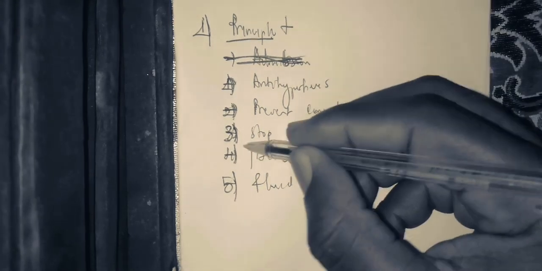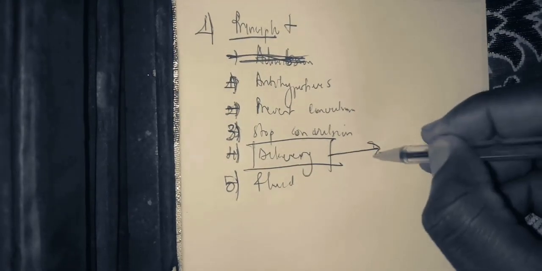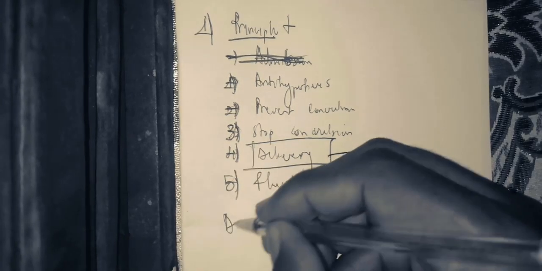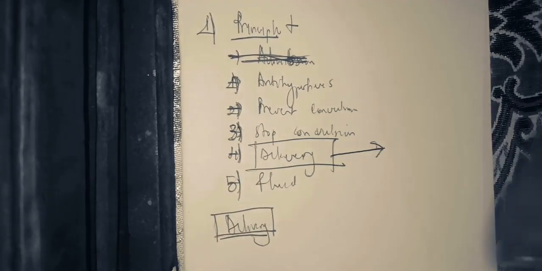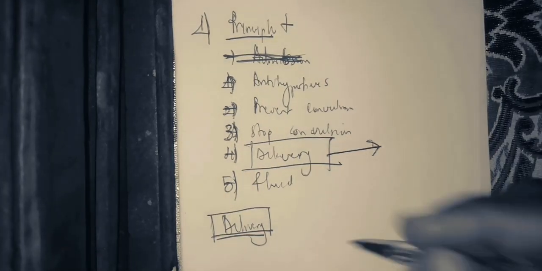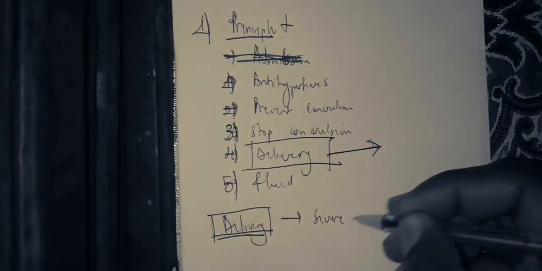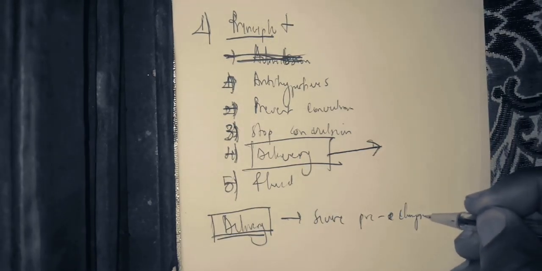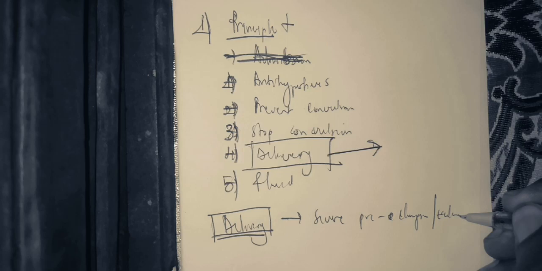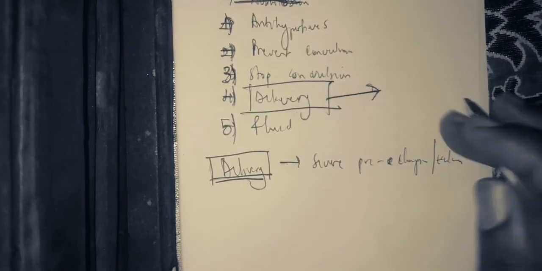So now the end step should be delivery, and this is the most important. The most important step in the management of the patient with preeclampsia is that you must deliver the patient, provided that the patient is having severe preeclampsia or the patient is having eclampsia. Severe preeclampsia or eclampsia. So those are the elements I need to visualize.